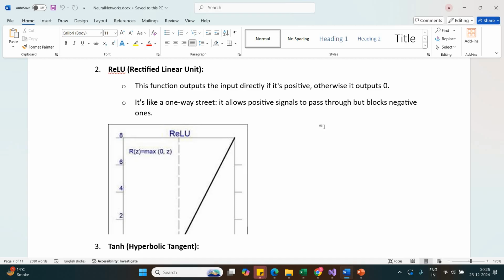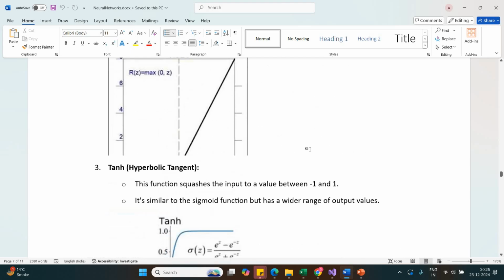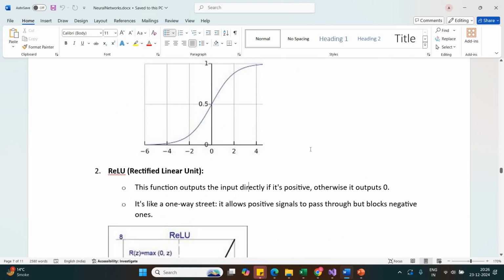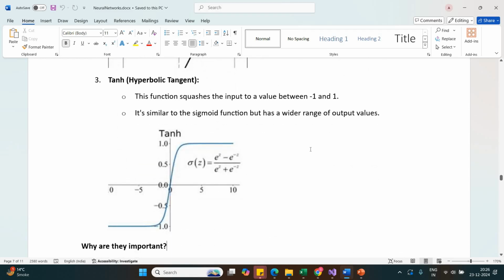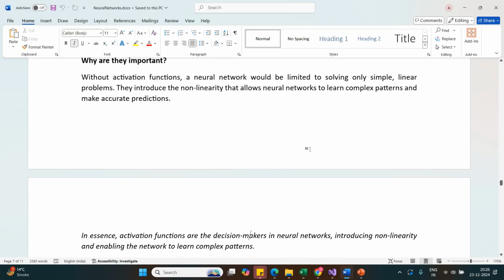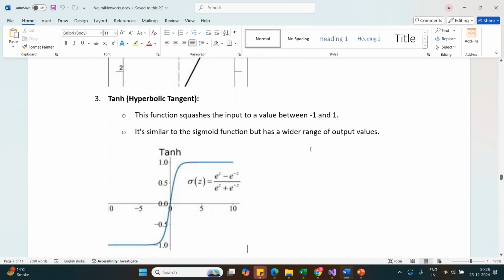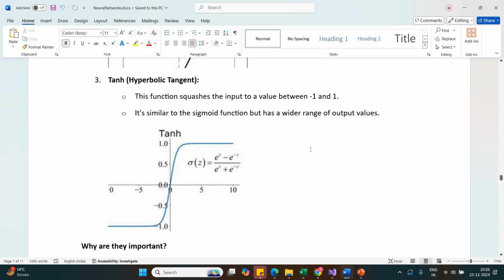I mean, you have 0 and 1 in the case of sigmoid, but in this case, you have -1 to 1 in the case of ReLU, rectified linear unit. Okay. Similarly, it is related to the hyperbolic tangent function, tanh. In the case of the hyperbolic function, it again squashes the input to a value between -1 and 1. It's similar to the sigmoid function, but has a wider range of output values. You can see here it goes from -1 to 1. You can see the -1 and the +1. So this is the tanh curve.